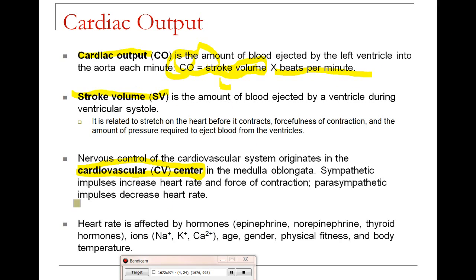Now, there are all sorts of different things that can affect your heart rate. Things like epinephrine, norepinephrine, or an increase of thyroid hormone are all going to increase your heart rate. Different ions can change it, and we can talk about that. Age, gender, whether you're fit, whether you're hot, whether you're cold, all those things can influence how fast your heart beats.